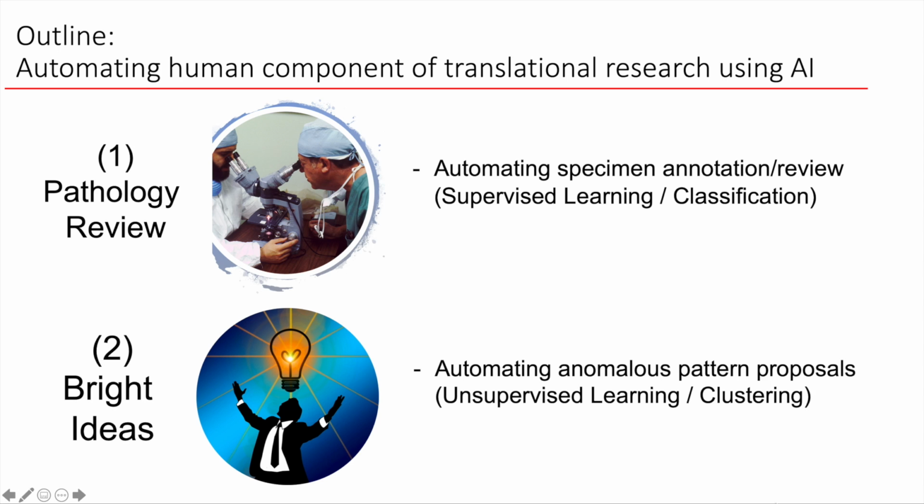And then perhaps the harder part that is still a work in progress, can we annotate some of the anomalous pattern detections and proposals that are really the fuel that drive novel research ideas? And to do this, we really need to shift our AI strategies and use more unsupervised and clustering techniques. So let's look at how we're going to fix the pathology review, or at least use AI to accelerate it.